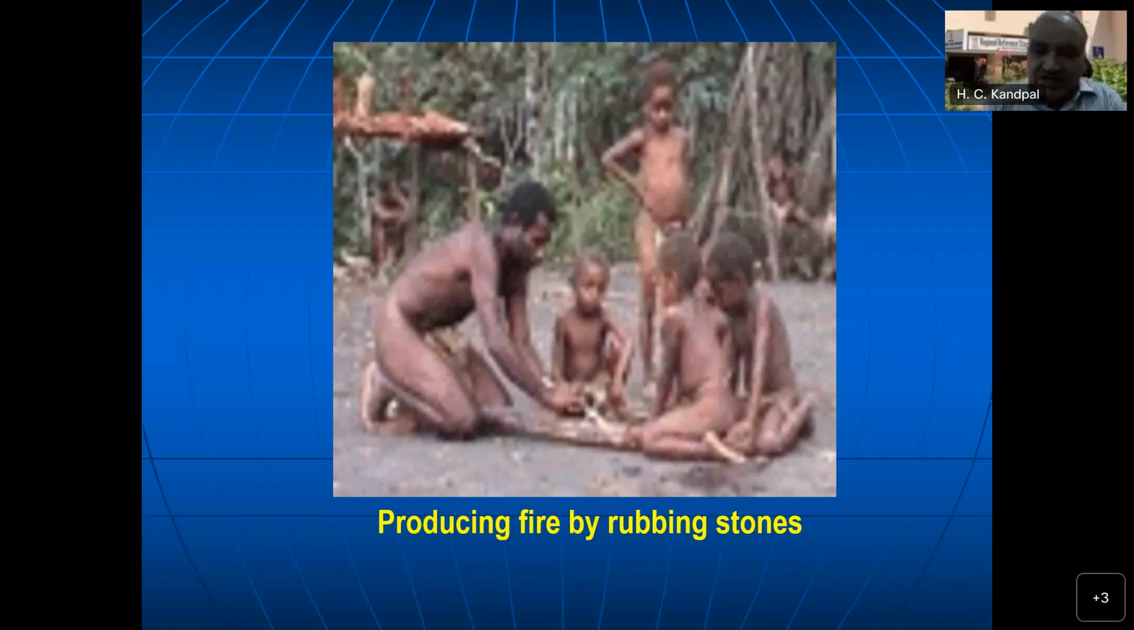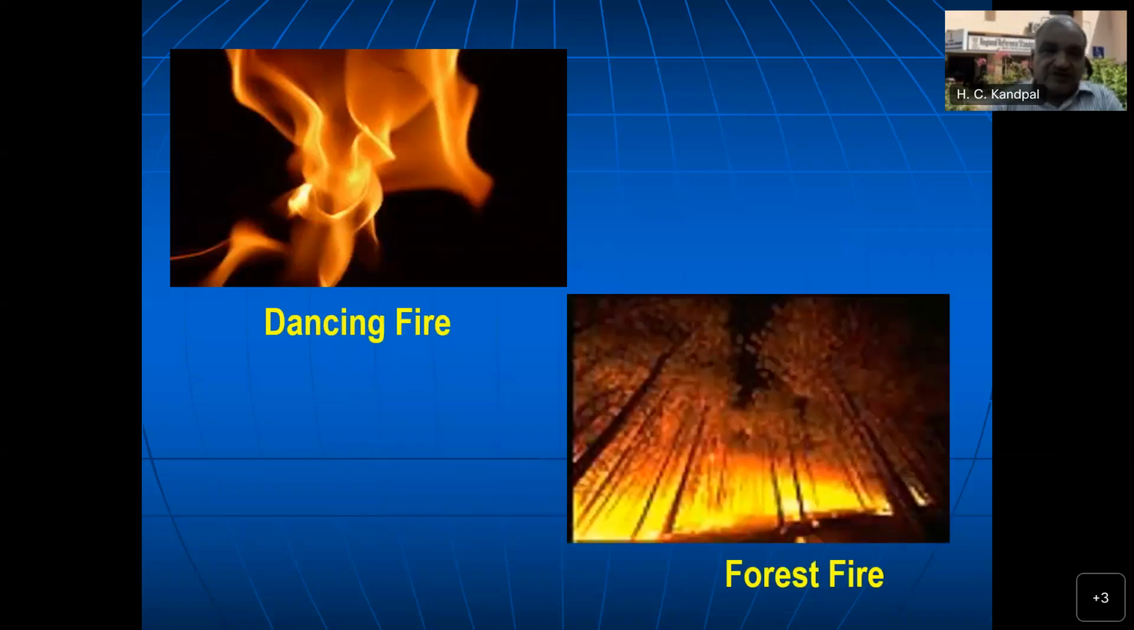And this time when man rubbed the stones, he got the spark. This spark might have fallen into dry leaves of the forest, because when man was living in the forest in the Stone Age, the fire produced was either forest fire or dancing fire, which was produced as a result of that spark that might have fallen into some dry leaves, and then it extended.